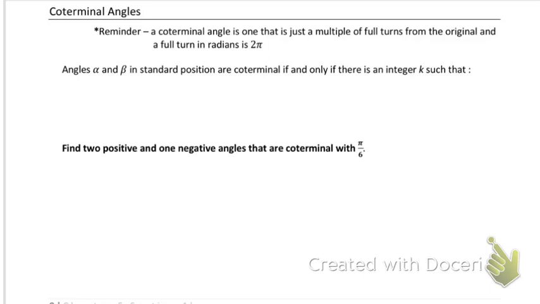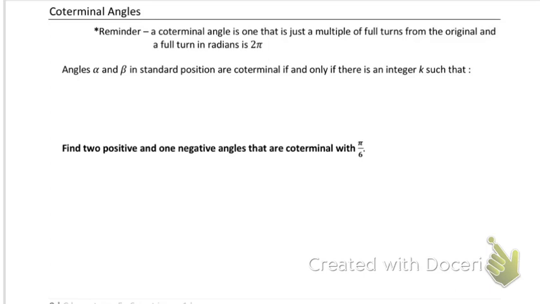I kept saying it's either adding or subtracting multiples of 360. Well, we're not using 360 degrees. Instead, we're using 2 pi because 2 pi equals 360 degrees. So in radians with coterminal angles, you're thinking about, can I add 2 pi over and over and over to get to the other angle? Or can I subtract 2 pi over and over to get to my angle?